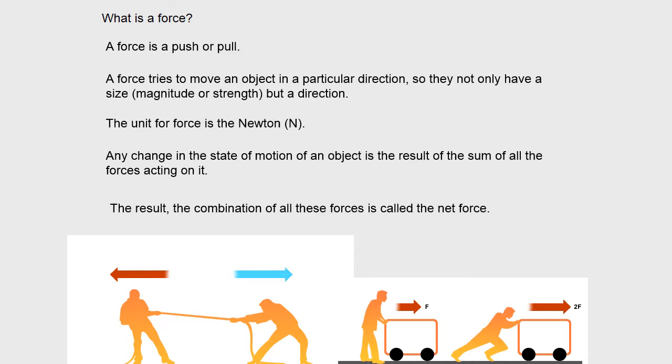Any change in the state of motion of an object, if it accelerates in any way, is the result of the sum or total of all the forces acting on it. The sum of all the forces acting on an object is called the net force. The scientist who figured out how force relates to motion was Sir Isaac Newton. So, in honor of him, the unit used for force is the Newton, or a capital N.